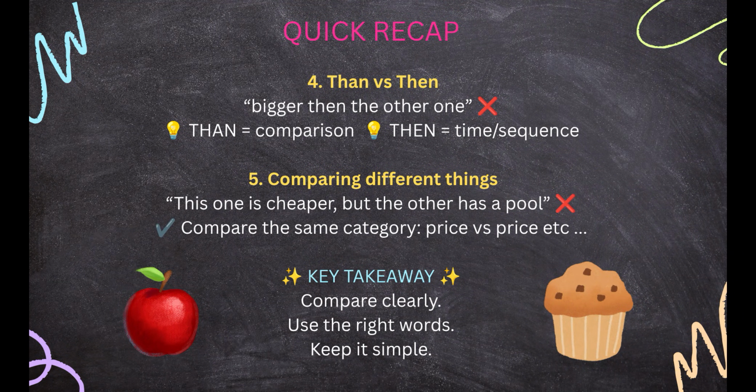Another mistake is comparing two things, but not in the same category. We sometimes call it comparing apples with apples, but for some, they compare an apple to a muffin. Like when someone says, this hotel is cheaper, but the other one has a swimming pool. That's not a comparison. That's just listing two unrelated facts. A real comparison matches the same idea. Price with price, location with location, comfort with comfort. When you compare the same category, your message becomes clearer and much easier for people to follow.